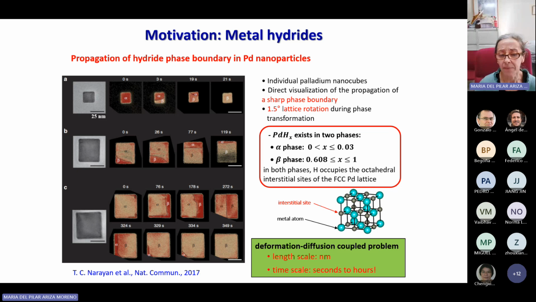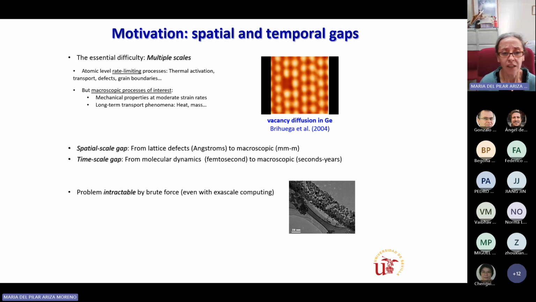As I said before, the length scale is nanometers because these are nanoparticles, and the time scale that you would like to be able to address goes from seconds to hours. Hours is not the time scale that is crucial for thermal vibrations. So in order to study the process through larger time windows, you need to be able to avoid the thermal vibrations. And this is what we think we have been able to do with this methodology that I'm going to talk about.